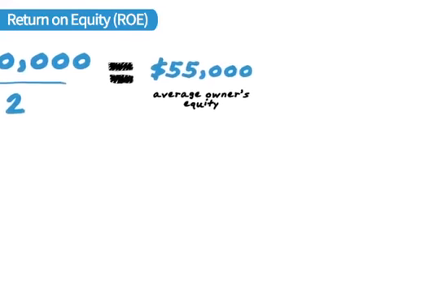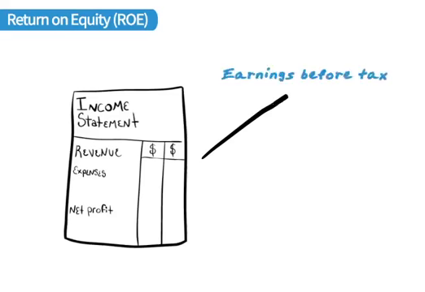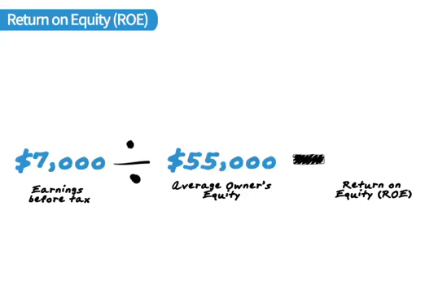Now that you know your denominator in the equation, let's look to the income statement once again to find out your numerator, which is your earnings before tax. Since you must divide your earnings before tax by your average owner's equity to determine your ROE, you'd take $7,000 divided by $55,000 to learn that your return on equity, or ROE, is now 13%, which means you've earned that much on the money that you left in your company.